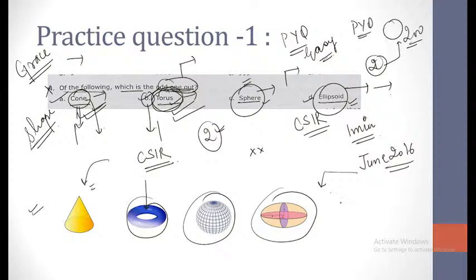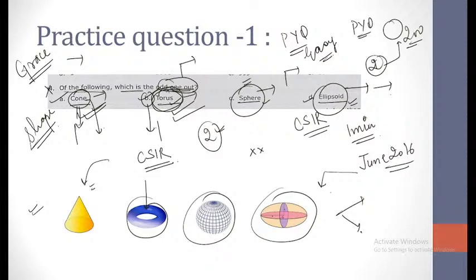So from this I wanted to tell you two things. First thing, always go for grace questions. Second thing, for shape-type questions, where some shapes are given and we have to find the odd one out, it's very easy for us to solve them. Okay, now this was the question.